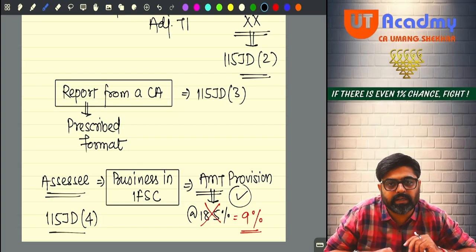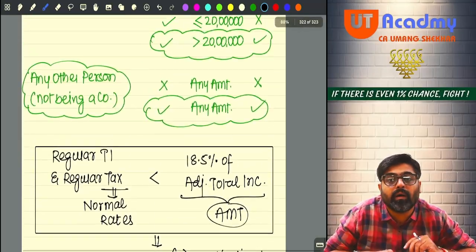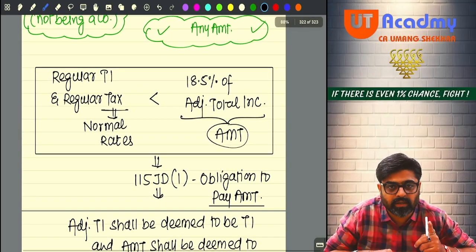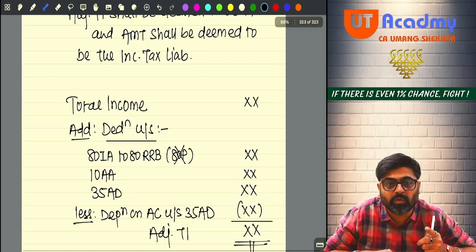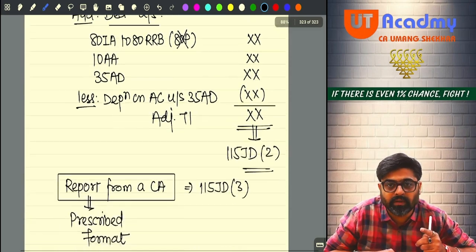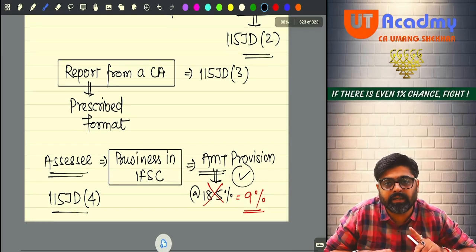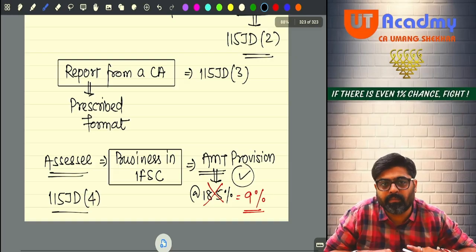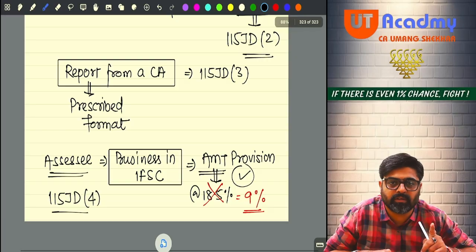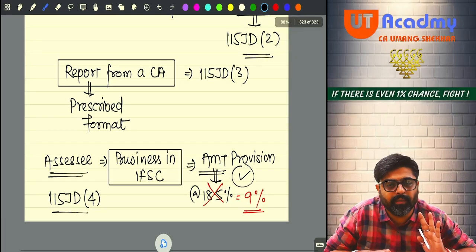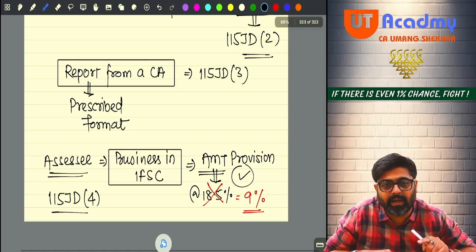Got it, sir? JD1, when is the obligation? JD2, how to calculate the adjusted total income? JD3, report of a chartered accountant in prescribed format is required. Okay, and then JD4, the rate of AMT will be only 9% in case of assessees doing business in IFSC. Okay, and JEE, applicability and non-applicability, JEE1, JEE2.